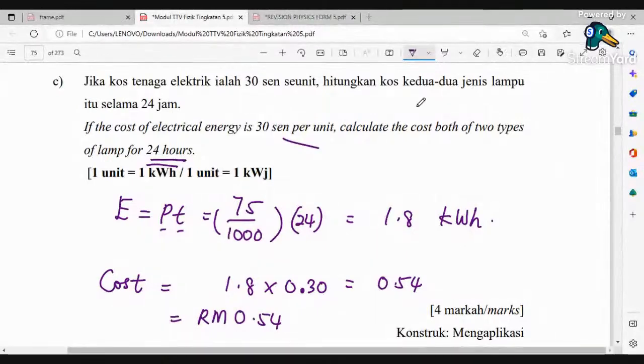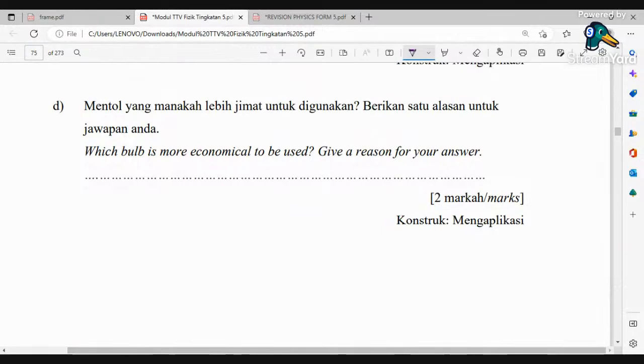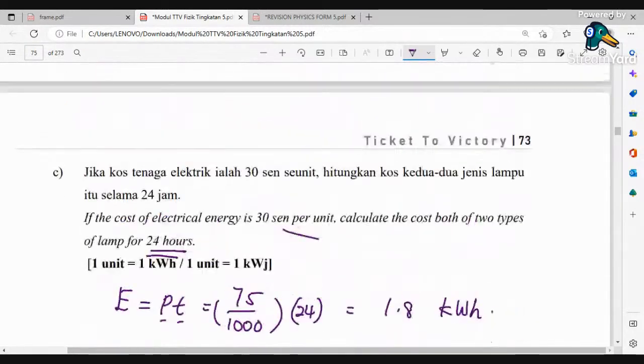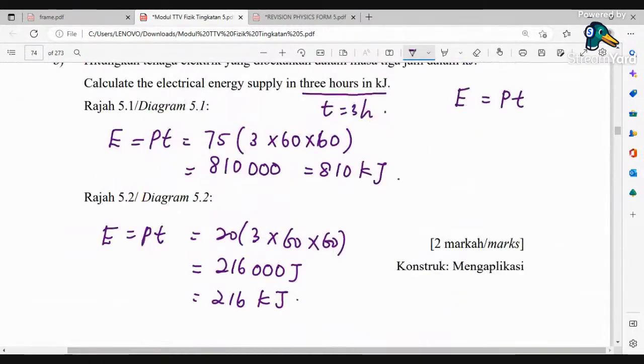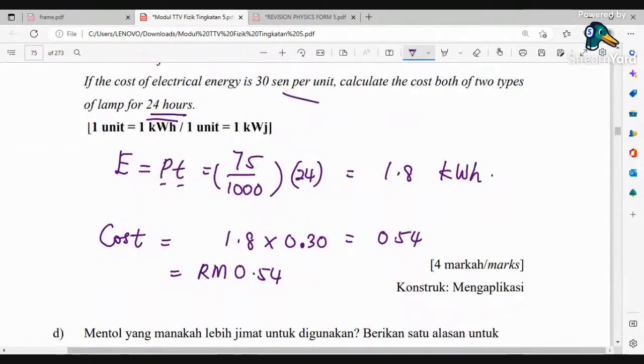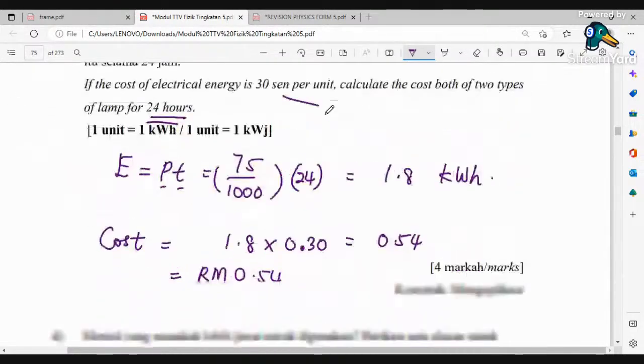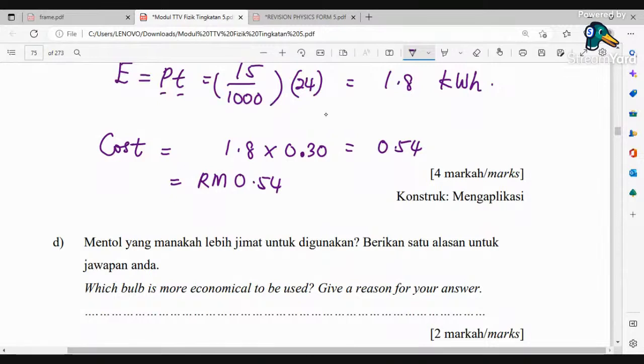Okay, ini untuk first bulb. Second bulb. Okay, second bulb kita calculate di sini. Space dia saya besar sikit tadi. Equals to PT 20 over 1000 times 24.